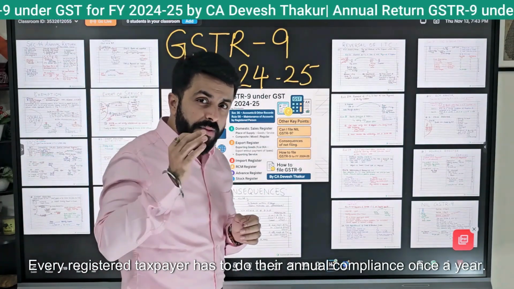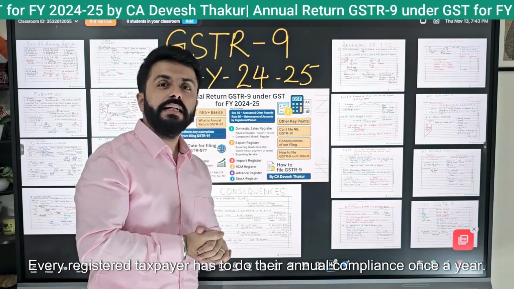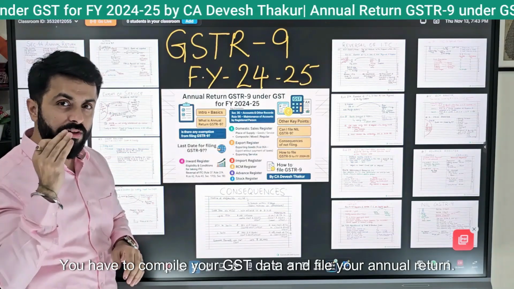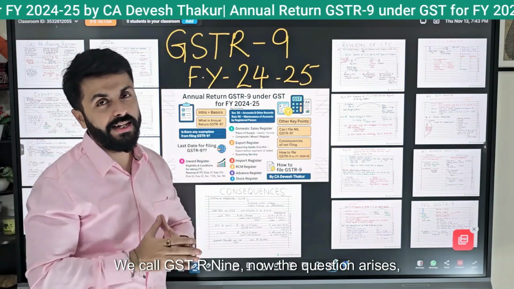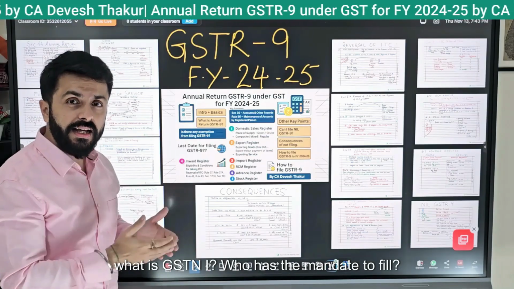Every registered taxpayer has to do their annual compliance once a year. You have to compile your GST data and file your annual return. We call it GSTR-9. Now the question arises, what is GSTR-9?